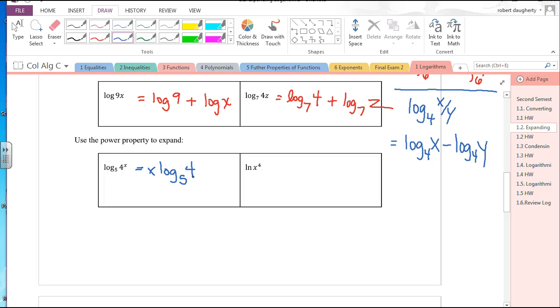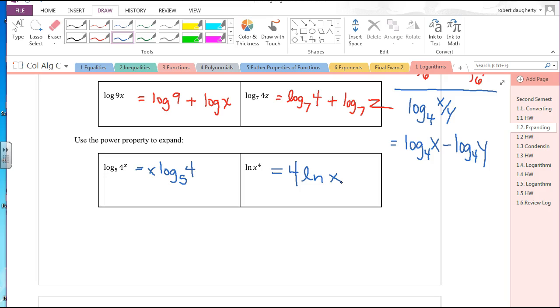So with the power rule, whatever that exponent, the log of something to a power, you bring the exponent out front. So in this one, what's the exponent there? 4. So I bring it to the front. What am I left with? Natural log of x. Okay. So according to the power property, the log of something to a power, I can bring that exponent out front.